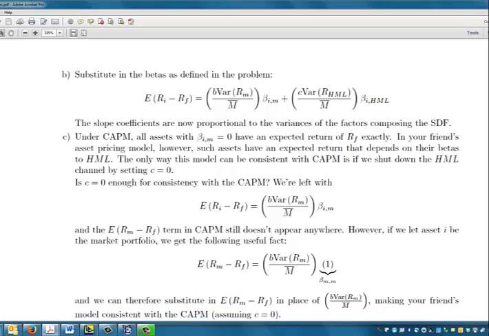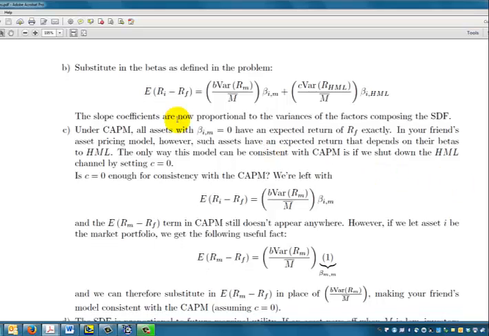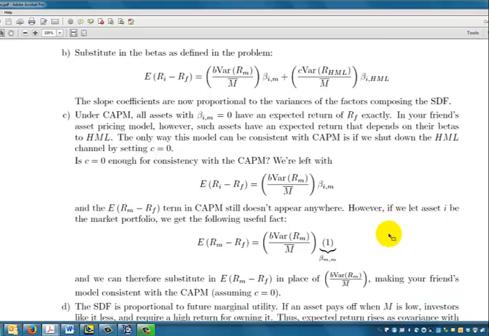Now part C, remember, is asking whether this is consistent with the CAPM. Remember that in the CAPM, expected returns have to be proportional to beta with the market. The only way we can make that true is if we make C equals 0, so that'll shut down this second term here. Now, is that enough for consistency with the CAPM? If we make C equals 0, we get this expression, which is just the first term from above, but we still don't have the expected excess return on the market, which is what we would expect to have multiplying beta in the CAPM. However, if we let asset I be the market portfolio, then we're going to set I equals M, and we're going to note that the beta of M with itself is 1. So that tells us that the expected excess market return is B times variance of market divided by M bar. So we can substitute it in right here, and then we'll get the CAPM under the assumption of C equals 0.